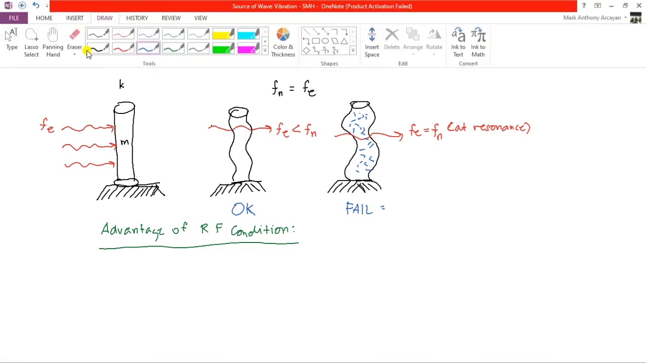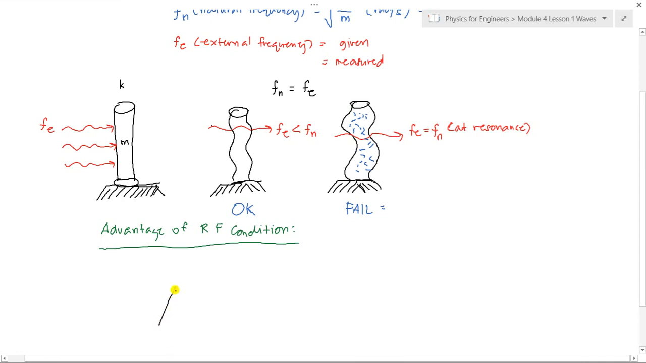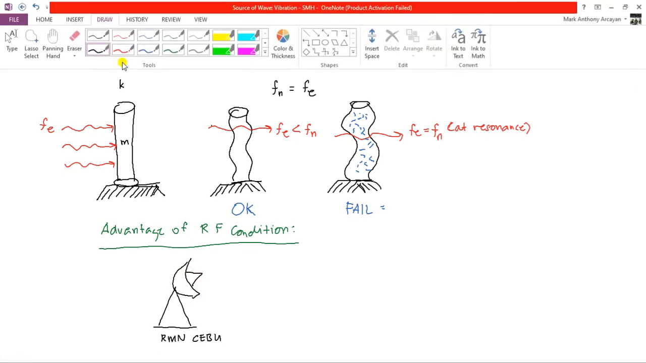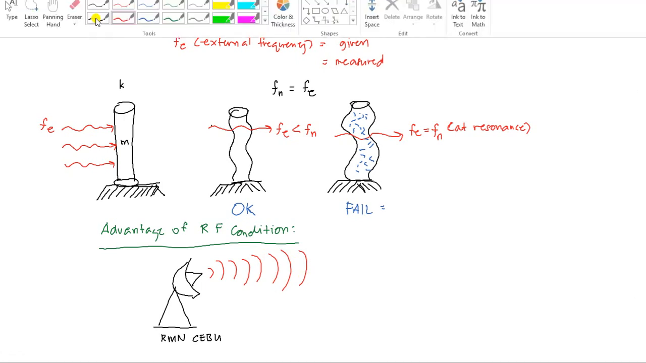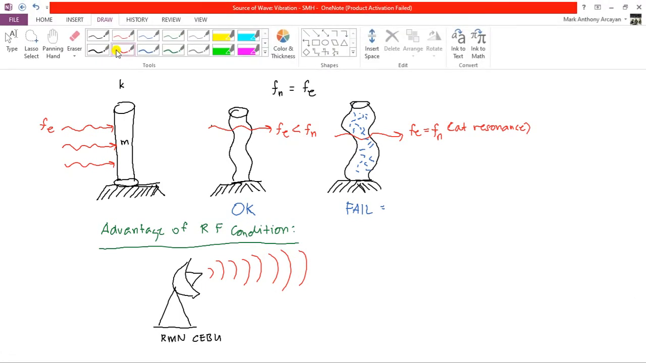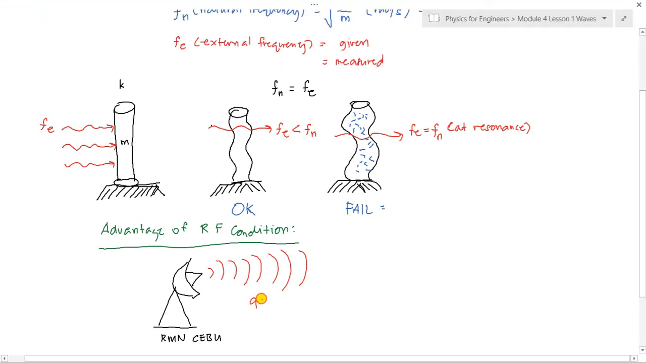Let's say diri, di ba, RMN, let's say RMN Cebu. So si RMN Cebu nag-broadcast siya, di ba? So nag-broadcast na siya na siya frequency, di ba? This is a radio wave, so naay frequency. Unya ang frequency, let's say 97.1. Say 97.1 kilohertz. Naay frequency ang radio wave.